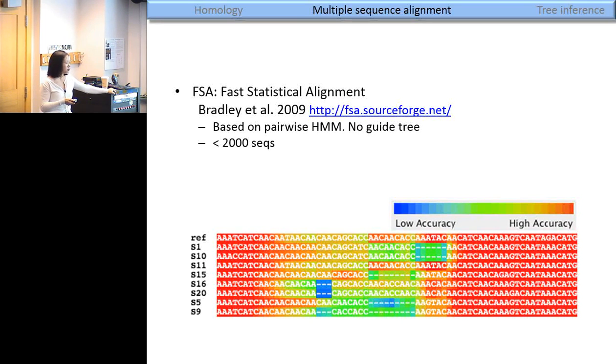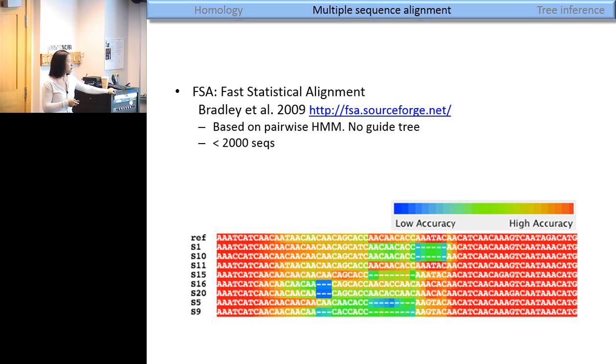One of the major differences between FSA and most other alignment methods is that FSA doesn't use a guide tree. Even MAFFT calculates a really rough tree to start with. It doesn't iteratively refine with a guide tree, but it starts with one. And of course, PRANK does iterative refinement of both the tree and alignment.